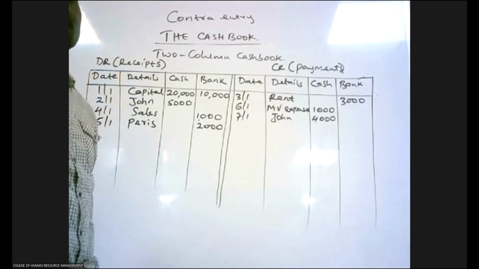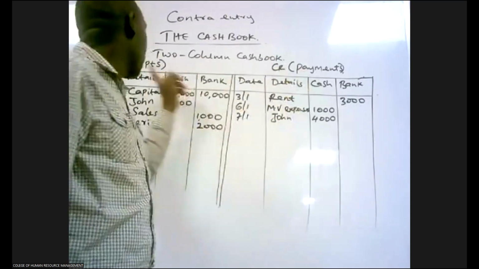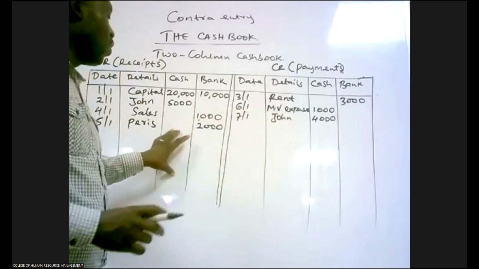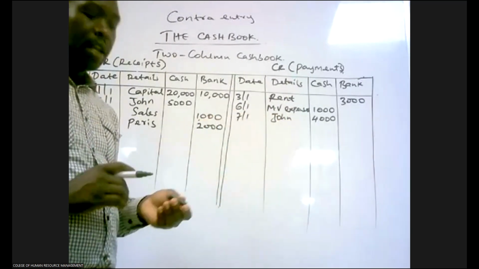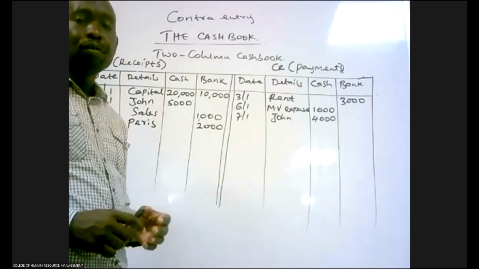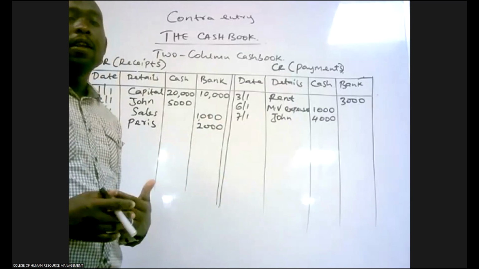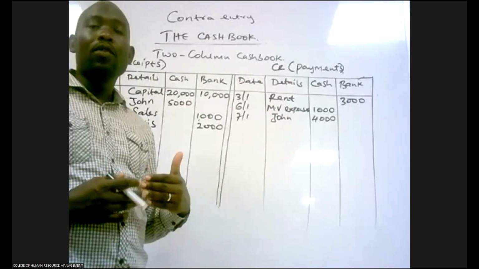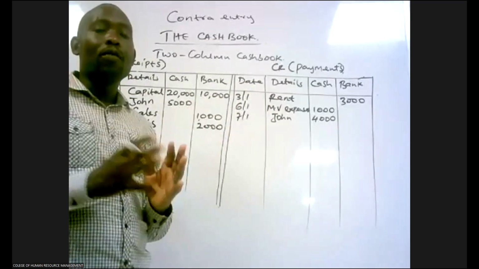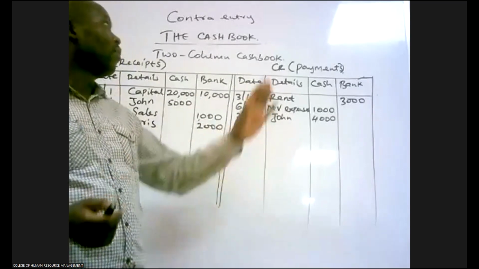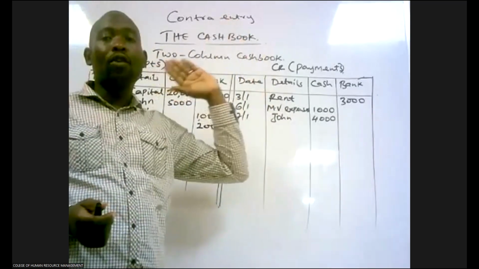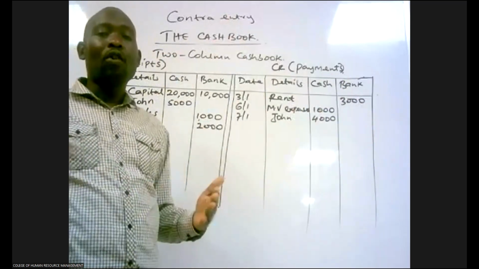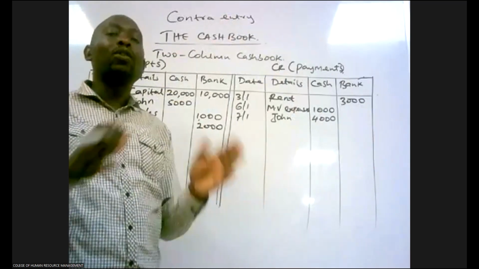A contra entry is a transaction that is going to affect the payment and the receipt at the same time. That entry will be recorded on the payment side and on the receipt side simultaneously. It is that transaction where the owner is either transferring money from cash to the bank or from the bank to the cash. When you are taking your money from the cash box to the bank or from the bank to the cash box, such transactions are known as contra entry. That money is not moving out of the business and it is not coming into the business. It is only changing from one destination to the other, but within the business.